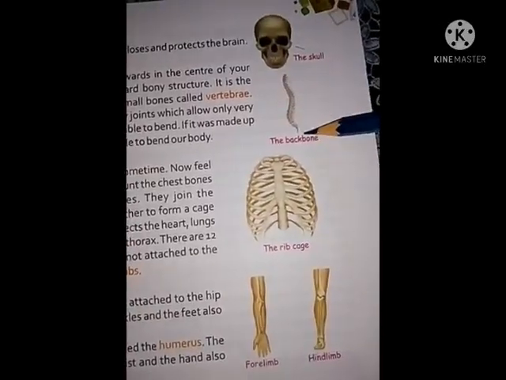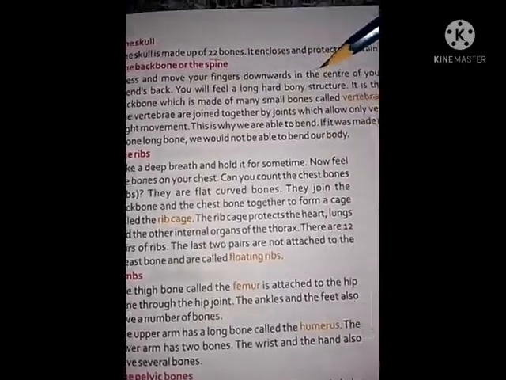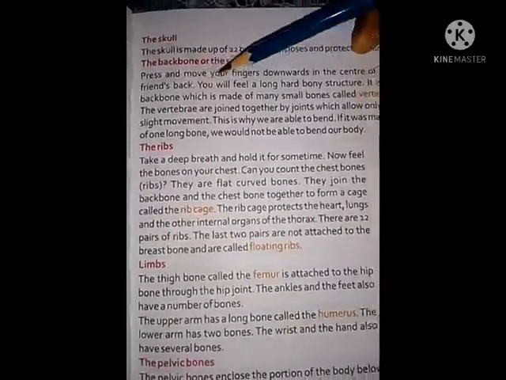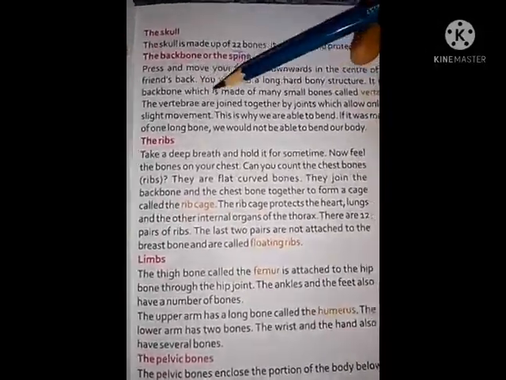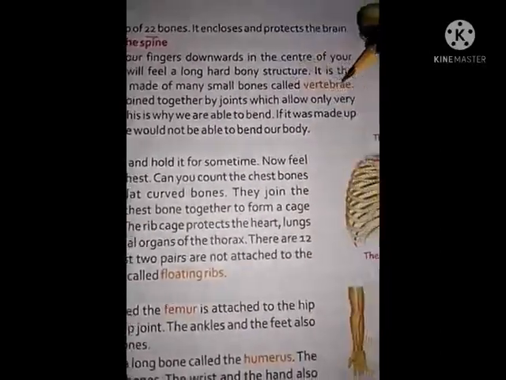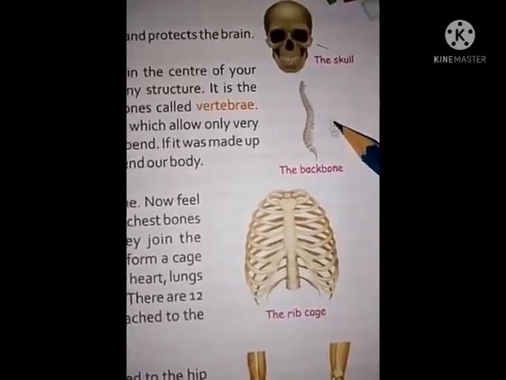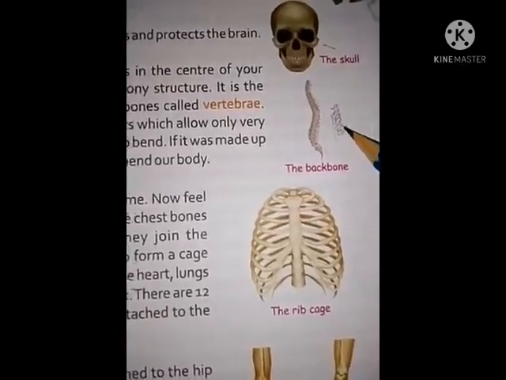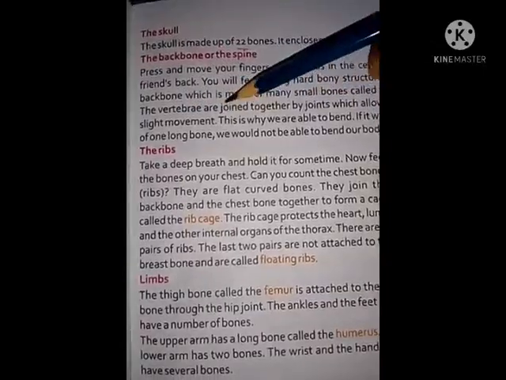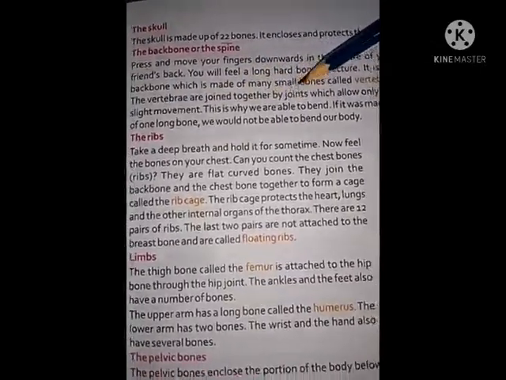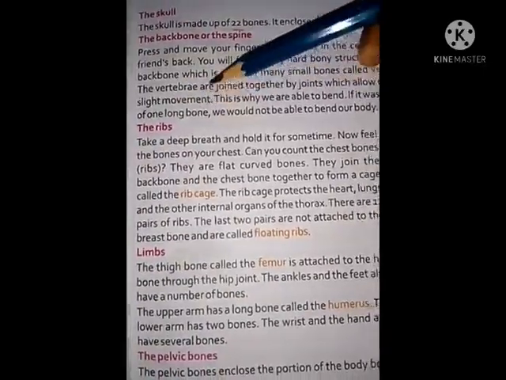The backbone or the spine. This is the backbone. Press and move your fingers downwards in the center of your back. You will feel a long, hard, bony structure. It is the backbone, which is made of many small bones called vertebrae. This backbone is formed like this. These are known as vertebrae, okay? The vertebrae are joined together by joints which allow only very slight movement.